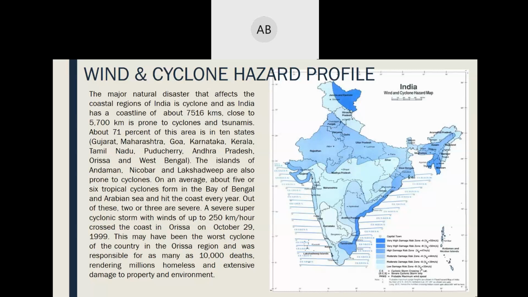In 1999, those things were not that advanced. That is one of the reasons many casualties occurred at that time. The official record is 10,000, but people say it amounted to more than 1 lakh. That was the unofficial record. It says this may be the worst cyclonic storm of the country in Orissa and that region, responsible for as many as 10,000 deaths. This is the official figure, but unofficially, it was much more.